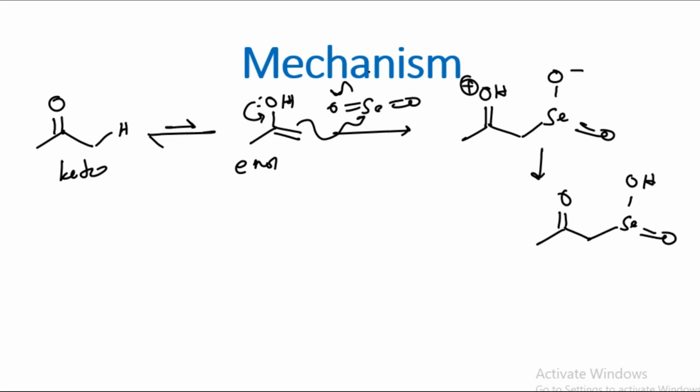One thing: the oxidation state of selenium in selenium oxide is +4. You can understand that selenium is very electronegative because it is in the oxygen group: oxygen, sulfur, selenium. So it is more electronegative than carbon, and due to this reason this hydrogen is very much acidic.